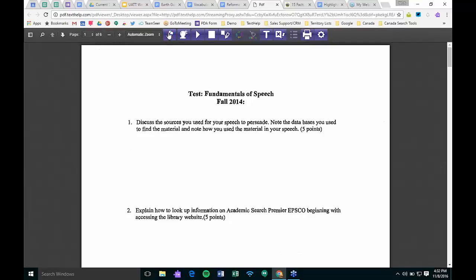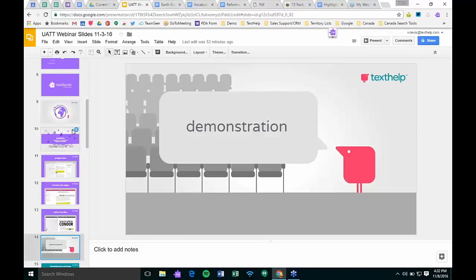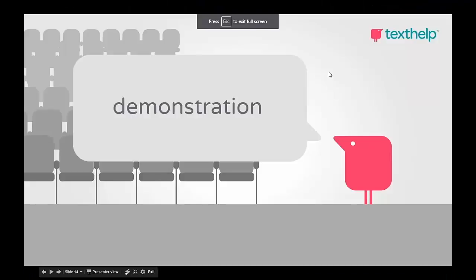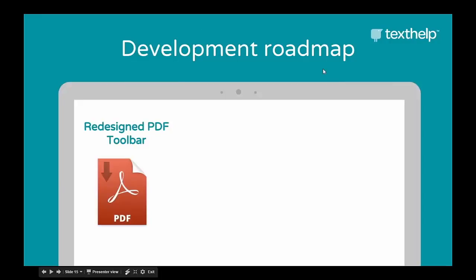So that's my quick general overview of the toolbar. There are other aspects to it as well. I wanted to give you a peek into the future of what we're doing at Texthelp. That tool, the PDF toolbar that you just saw, is going to be redesigned this fall, and you're going to see a new version of it coming out in the future, and it's going to have a collaborative function to it so that students can collaborate on the same PDF.